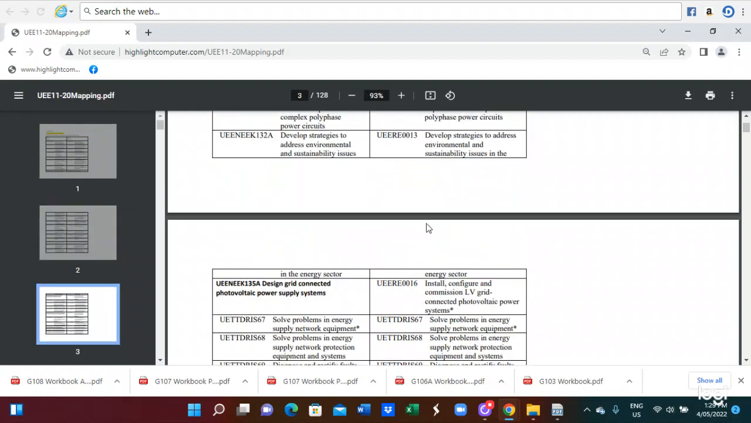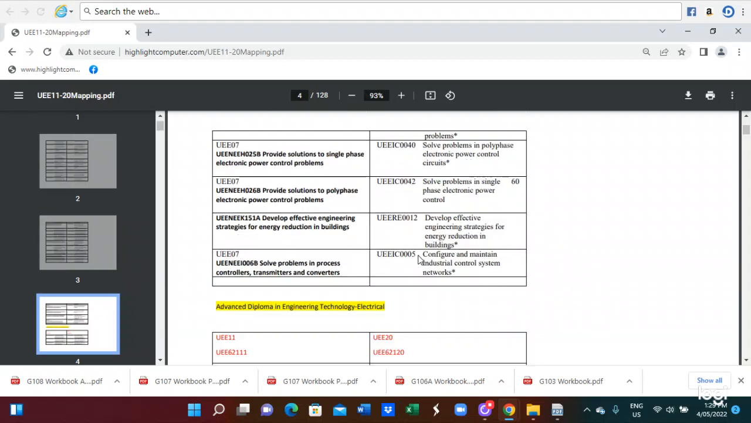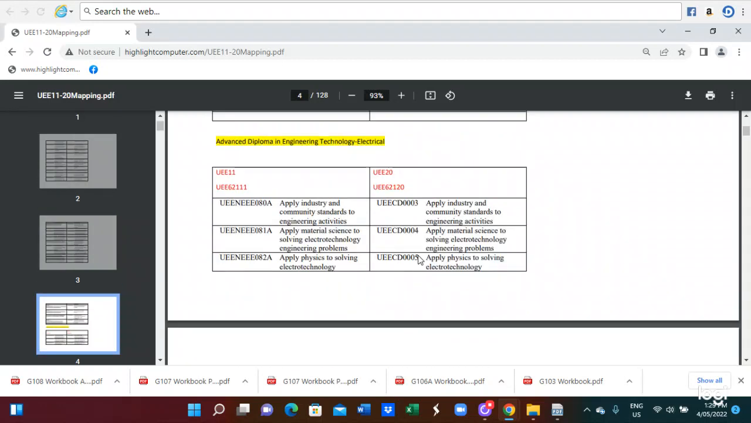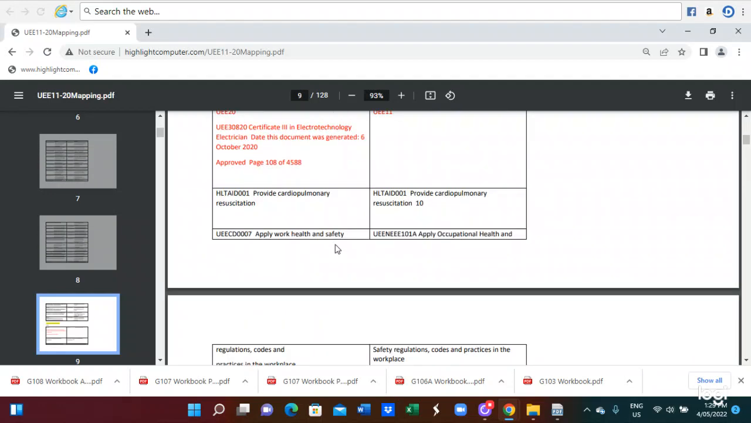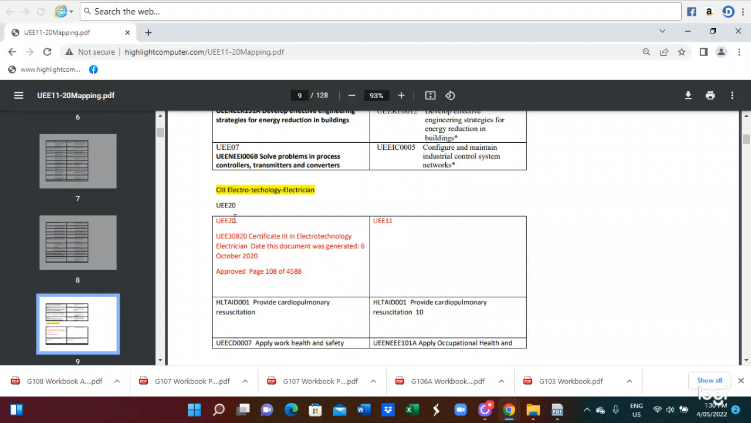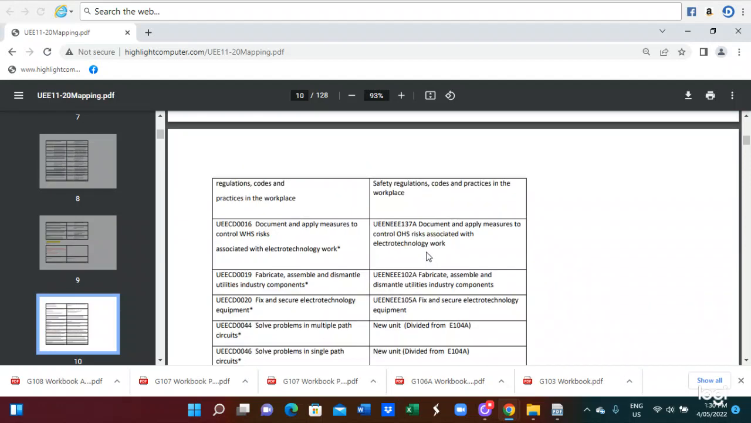By this way, most of the UEE30820 units are equivalent to the UEE30811 units. I provided those mappings here. This is the electrotechnology UEE11 training package and UEE20 training package, so they are equivalent units. For an equivalent unit, you can still use the UEE11 unit to deliver the UEE30820.